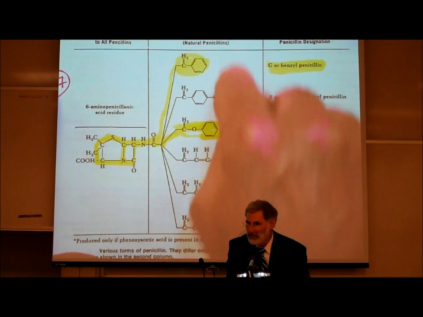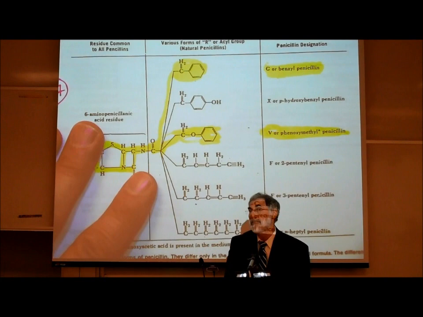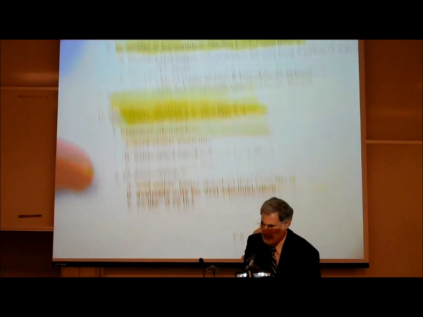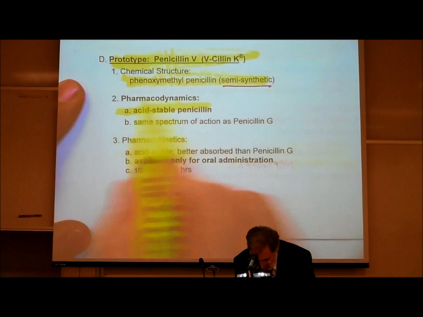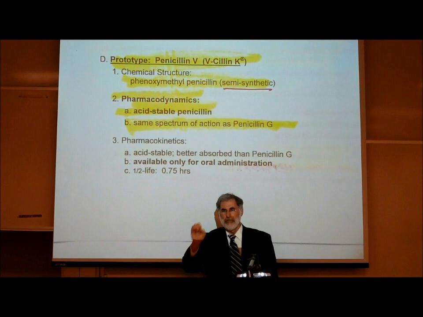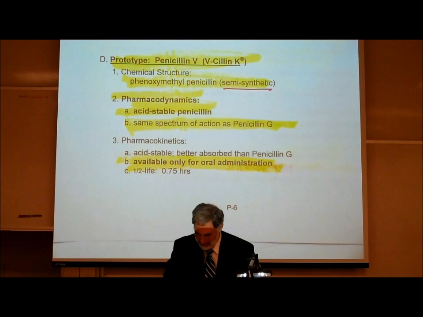So G is given by injection, V is given orally. It is not broken down by the hydrochloric acid in the stomach. So you might say, did you say that? Yes, I did. On page P6, we wrote that it's acid stable. It is the same spectrum of action as penicillin G, but you can take it orally. So this is available for oral administration.